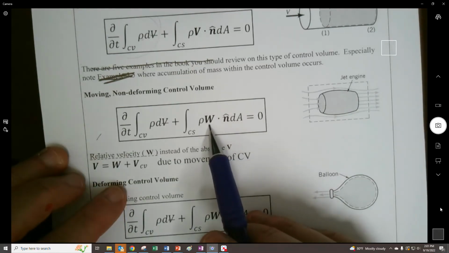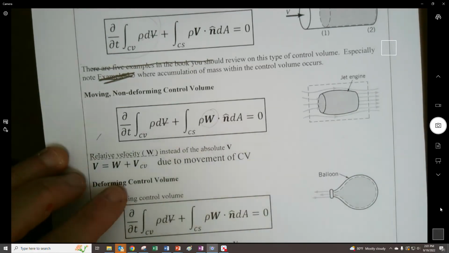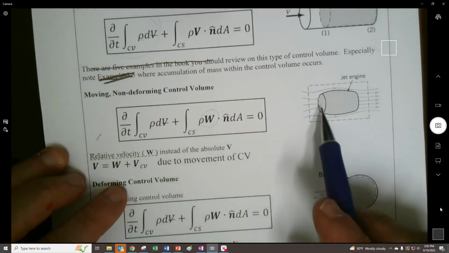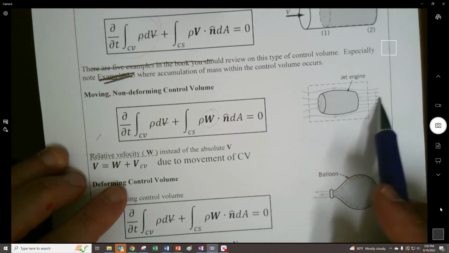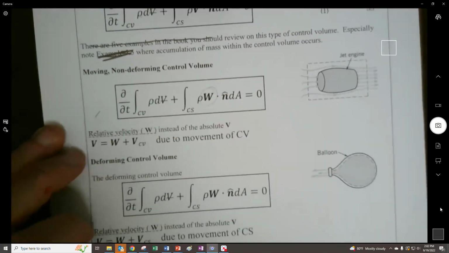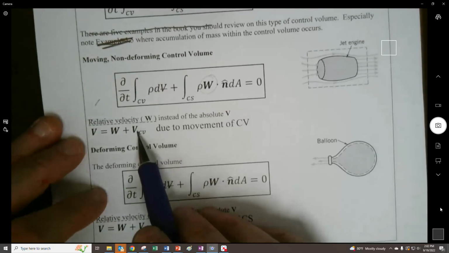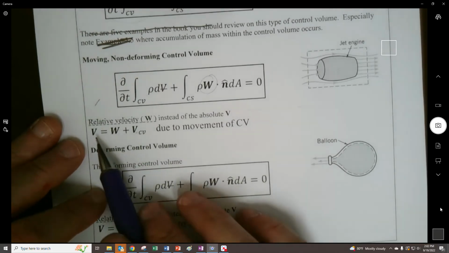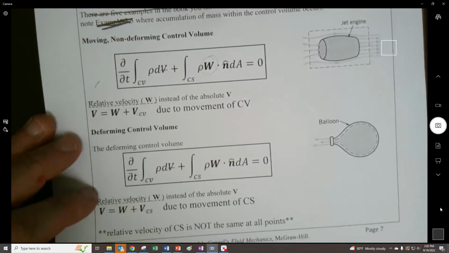We have to be careful. We can use the relative velocity now instead, because that's the thing that will represent the actual mass flow coming in and out. So you have to watch out, because the velocity of the control volume will determine that.